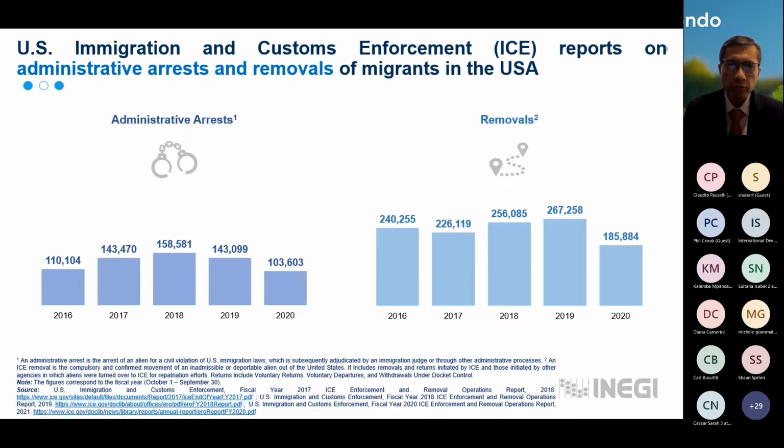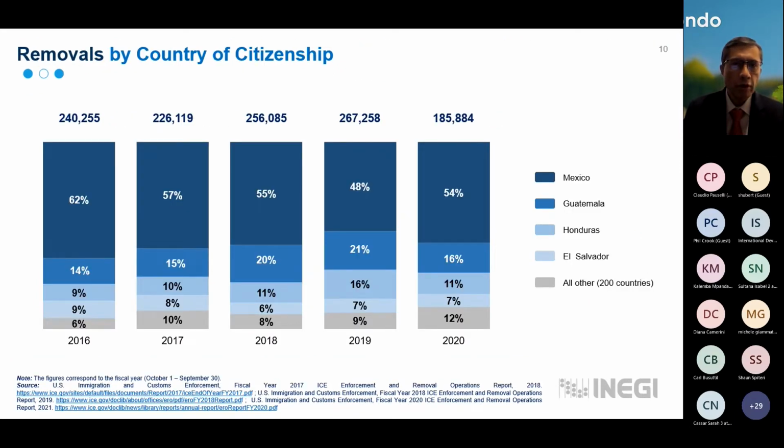Now, since that was from 2016 to 2018, what I want to show you here is some data coming from the US Immigration and Customs Enforcement Agency, specifically for 2019 and 2020. I want to highlight that in 2020 there was a decrease in administrative arrests and also in removals due to the pandemic. By country of citizenship, Mexico accounts for more than half of irregular migrants, in 2020 more than 50%. Then come Guatemala, Honduras, El Salvador, and other countries.